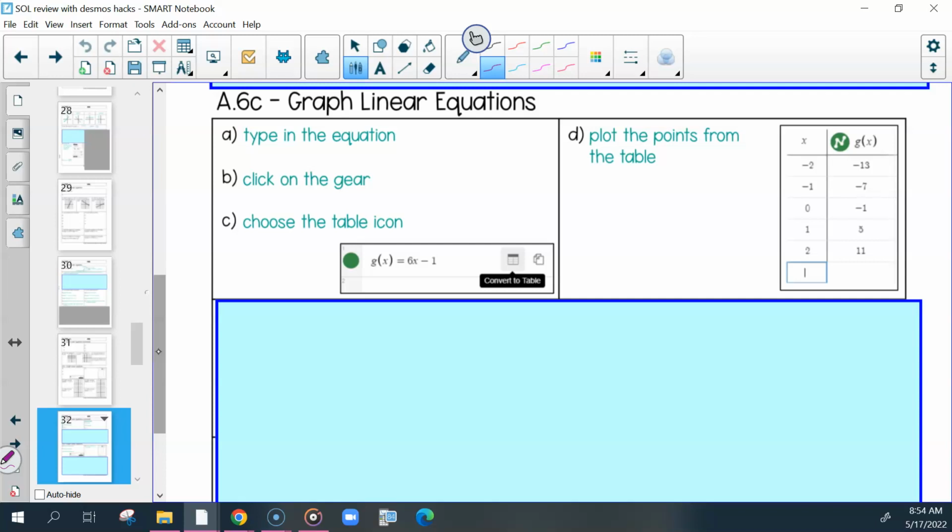Do we want to see any of these in Desmos? Javier, did you want to see one? 21. Okay. 21 would be a good one that I would probably use this method for, because then you don't have to solve it to get the slope and y-intercept. Does anyone still need to write this down?